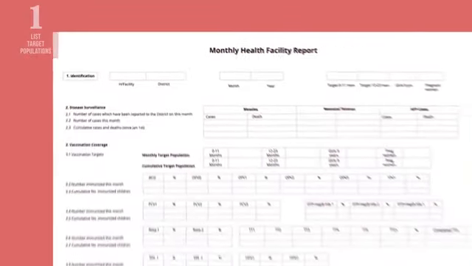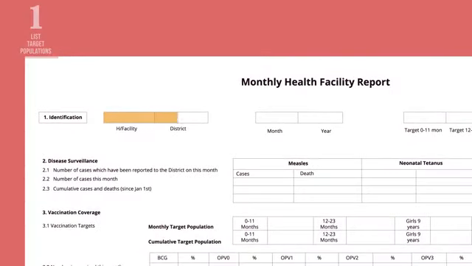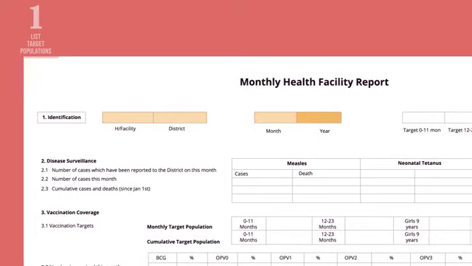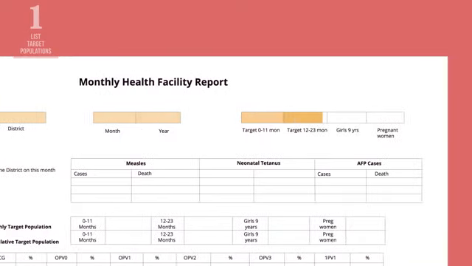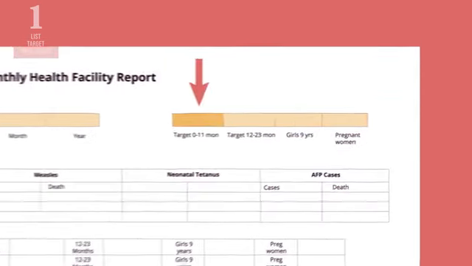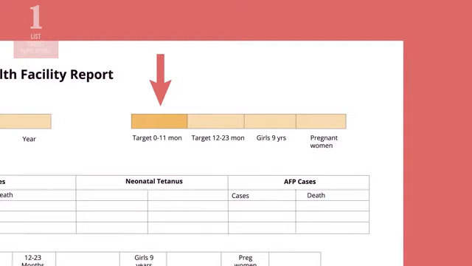Write down the name of your health facility and district, the month, and the year. Then, write down the number of each target population group for the year. For example, here you would write down the number of infants under the age of 12 months and the number of pregnant women.